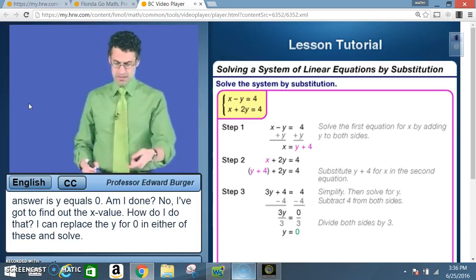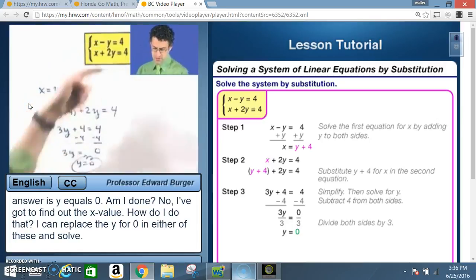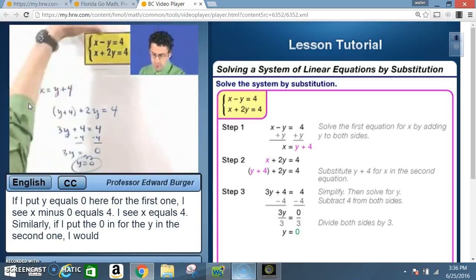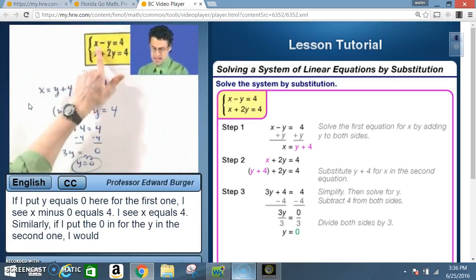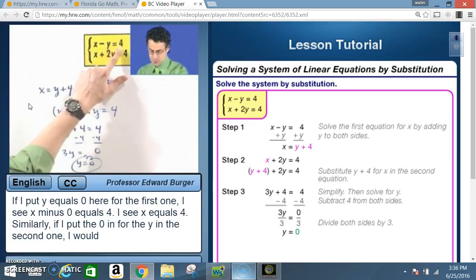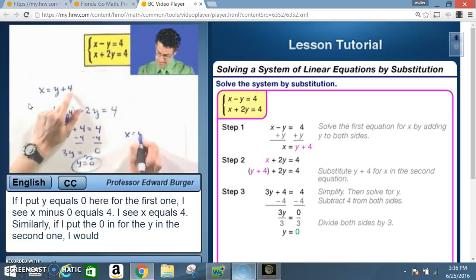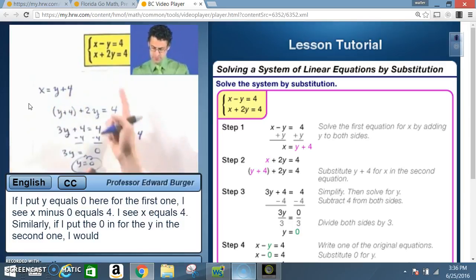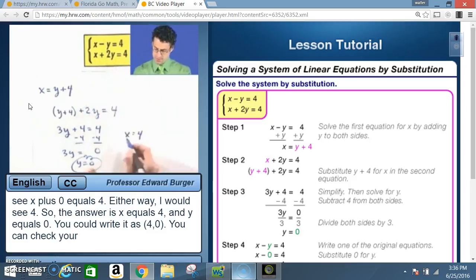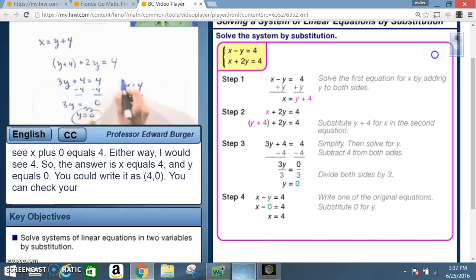How do I do that? Well, I can replace the y for 0 in either of these and solve. If I put y equals 0 here for the first one, I'm sorry, x minus 0 equals 4. So I see x equals 4. Similarly, if I would put the 0 in for the y in the second one, I'd see x plus 0 equals 4. So either way, I'd see 4. So the answer is x equals 4, y equals 0.